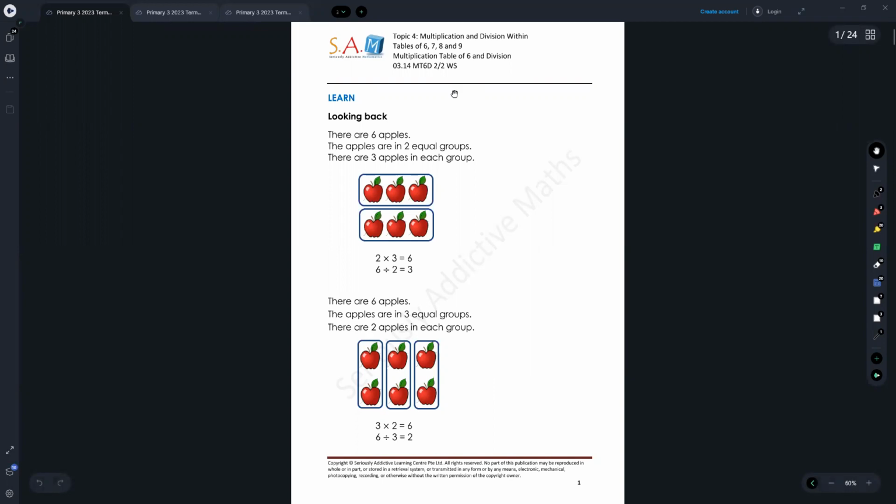For this week, there are 3 topics. We're going to begin with division by 6, and then we'll move on to multiplication by 7 and division by 7.